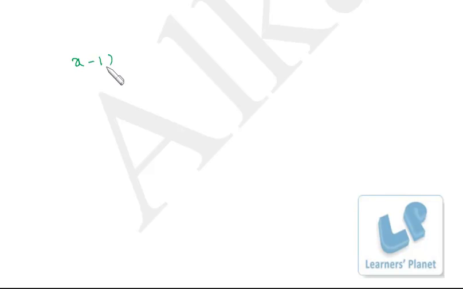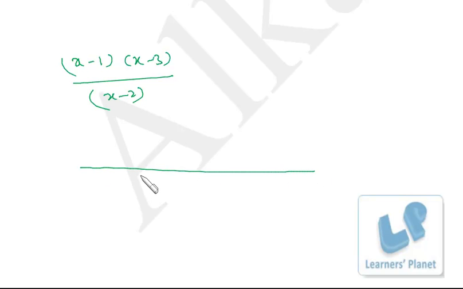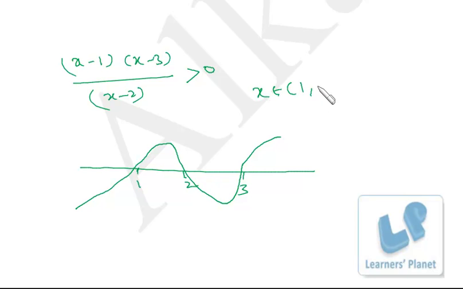Similarly, suppose I have (x minus 2)(x minus 3)(x minus 1) upon (x minus 3)(x minus 2)... right? Similarly, you just draw the number line and mark the zeros in ascending order. Start from this direction. Now if you want this expression to be greater than 0, then you just see the portion that is above the number line, so that is 1 to 2. So x belongs to 1 to 2, union 3 to infinity.